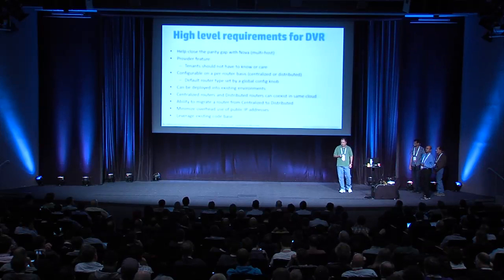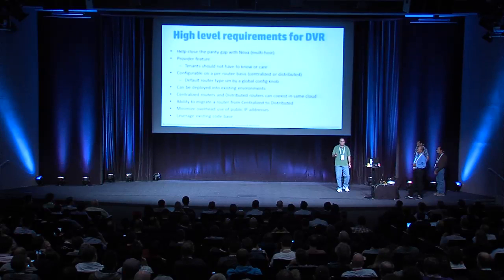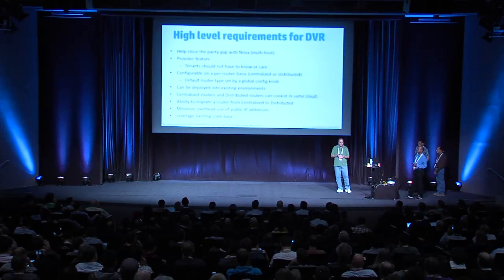Eventually, if you're confident enough, you might actually want to take some of the old centralized routers and migrate them to be distributed. Because that external network stretches across all the compute nodes, we wanted to minimize the use of public IP address space. And we also wanted to leverage the existing code base. We didn't want to go and create new agents, things of that nature.